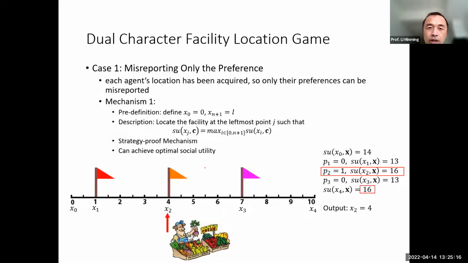When you can only misreport preference, we show that the optimal solution is strategy proof. In other words, if you cannot misreport location, then the optimal solution is strategy proof. It's basically the same as a threshold model. You pick the leftmost optimal solution and put it there, and this is strategy proof. So this is the relatively easy result.